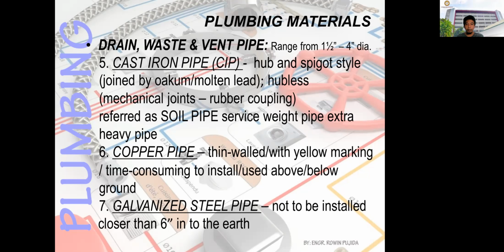And then also you have here the galvanized steel pipes. It is not to be installed closer than 6 inch to the earth, since the problem for this steel pipe is rust. So it should be indoor, or maybe if you use this type of pipes, I think every 2 years, you will have to reline your water pipings, no? Water distribution pipes.